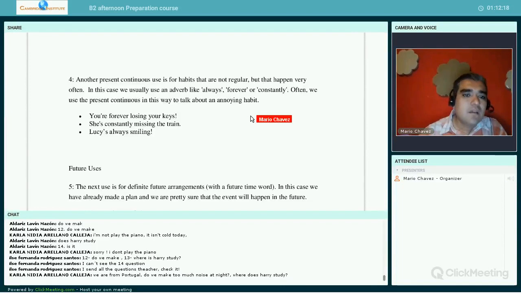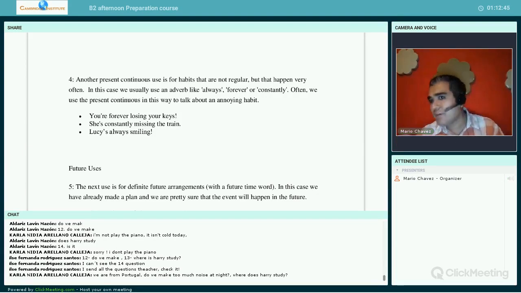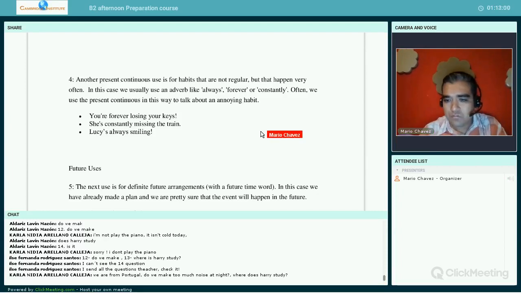All right, here we have another present continuous use: for habits that are not regular, but that happen very often. In this case, we usually use an adverb like always, forever, or constantly. Often we use the present continuous in this way to talk about an annoying habit. Example, you're forever losing your keys, right? It's annoying. She's constantly missing the train. Lucy's always smiling, right? So we use those types of adverbs to show the habit.